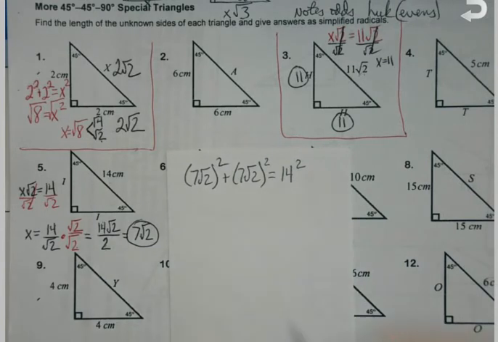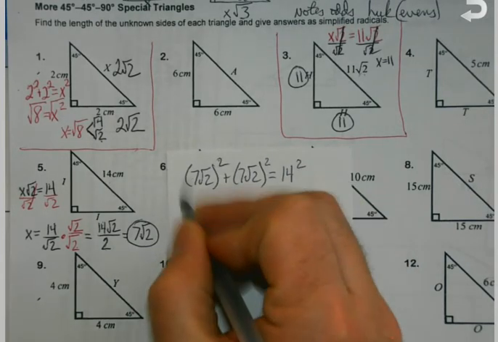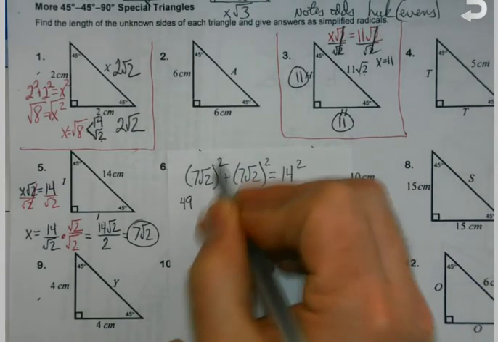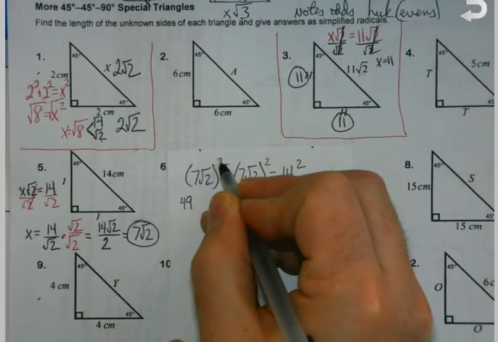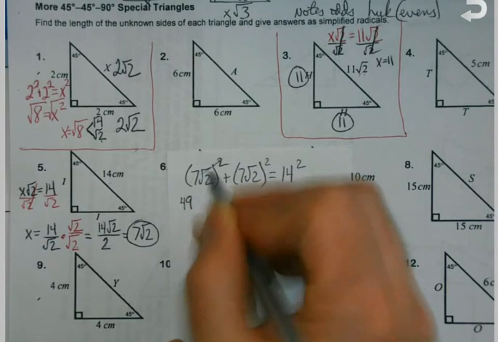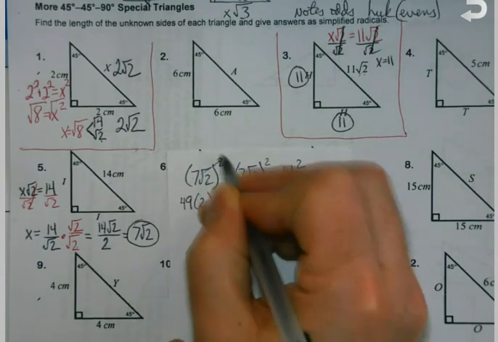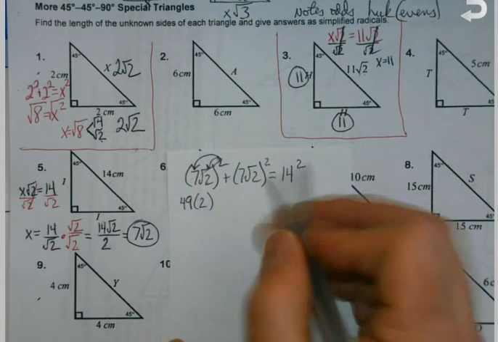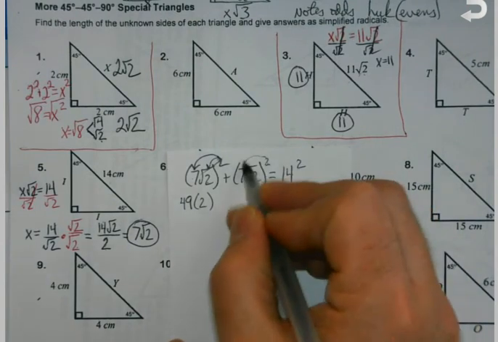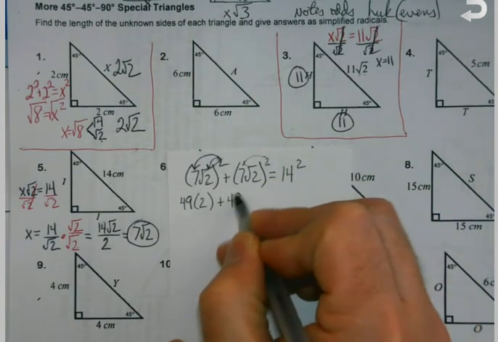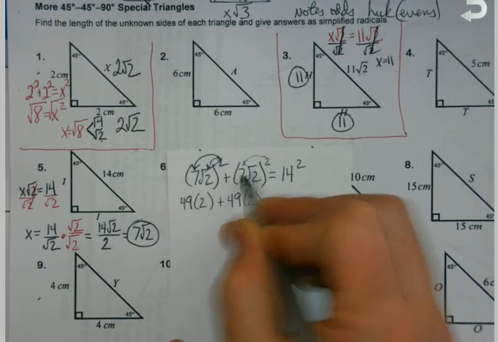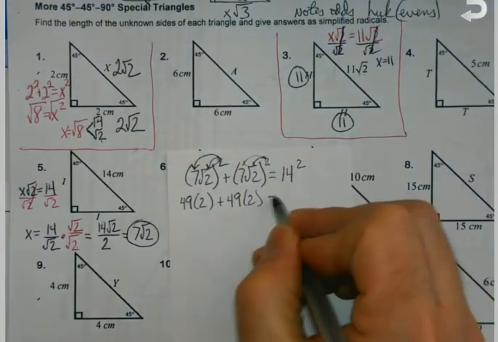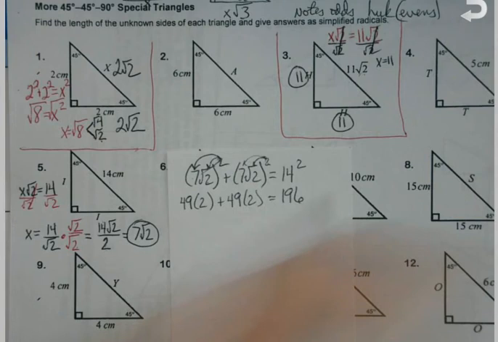Because I go, okay, 7 squared is 49. But the square root of 2 squared just means the squared and the square root cancel. So I literally square the 7, but when I get to the radical, this just cancels it. So it'll be the same thing on the second one. Again, the 7 doesn't have the radical, that's why it gets bigger. And then 14 squared is 196.